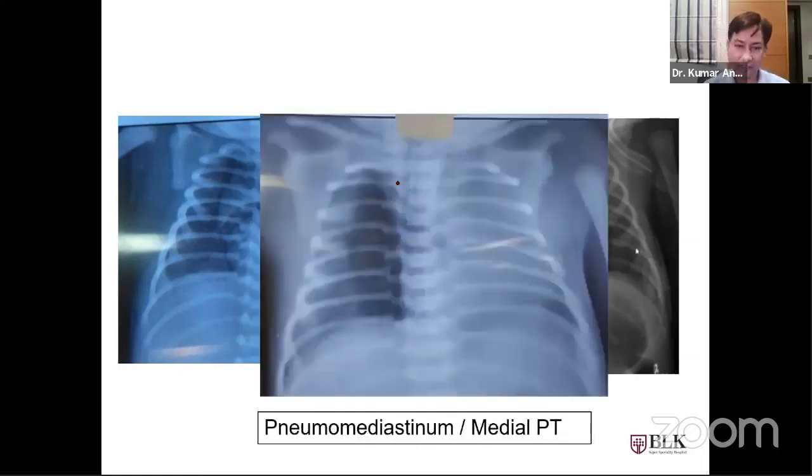So in this X-ray, we can see the visceral margin of the lung on the right side is visible, but there is no air in the pleural cavity. A mild amount of air was there and it was ultimately drained.